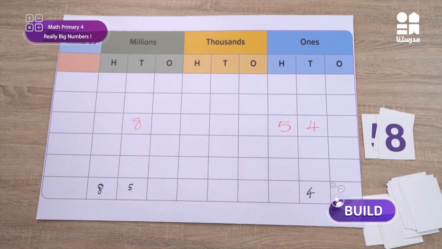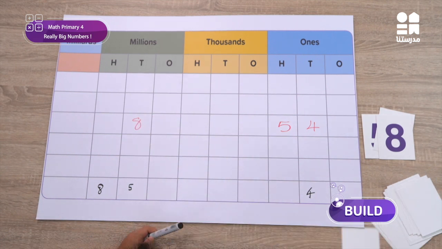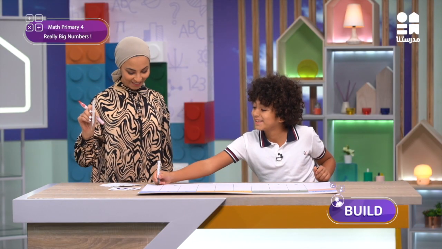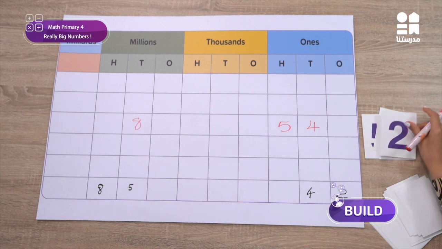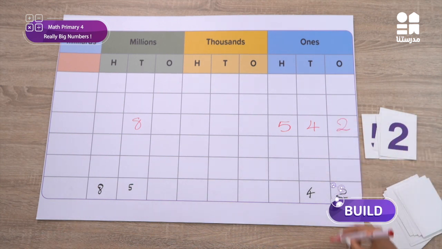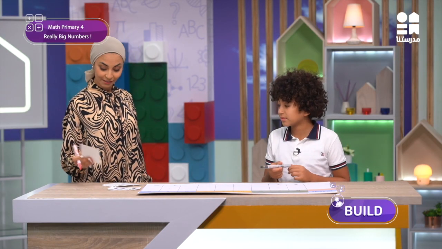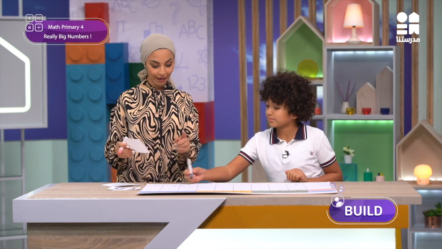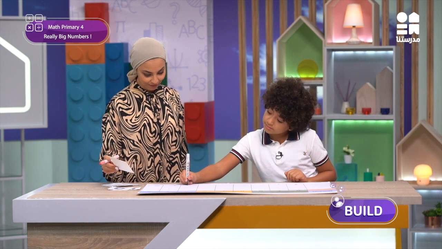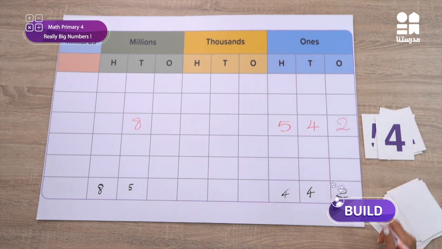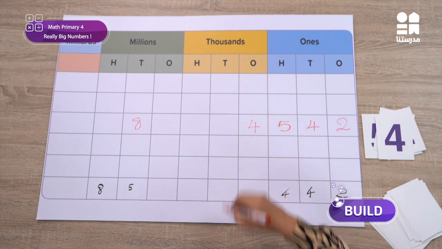Okay? Now it's your turn, Abdurrahman. Come on, hurry up, choose one card. 2. Yes, in the ones place. Also, I will choose the ones place. You know why? Because it is a small number. Okay, it's my turn. I will choose one card. Look, 4 again. Okay, you will put it in the 100 place. Okay, I'll put it in the 1000 place.